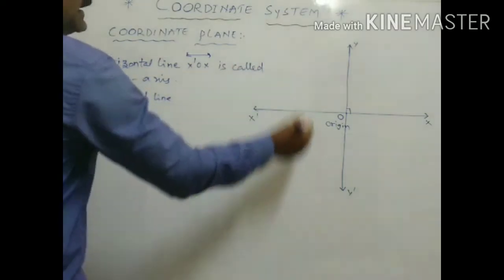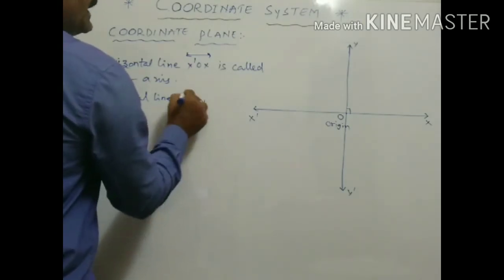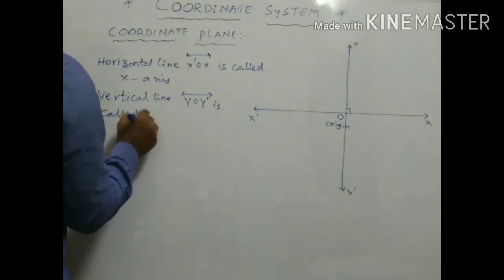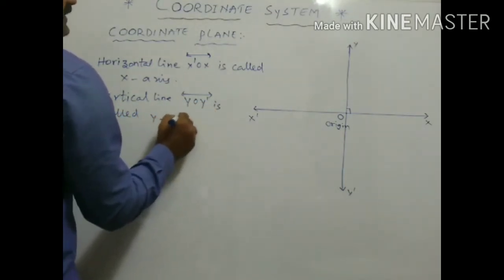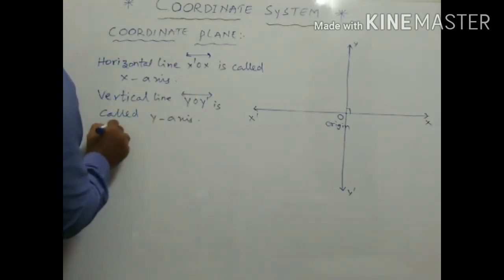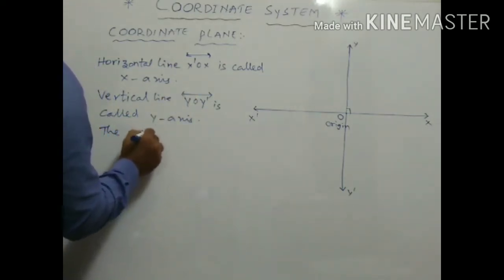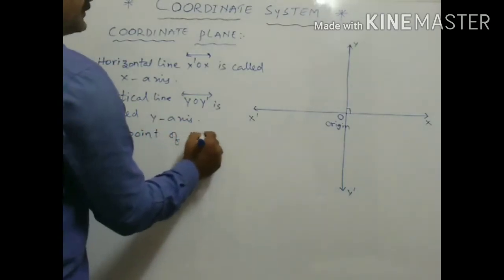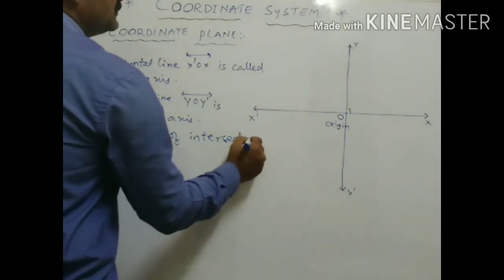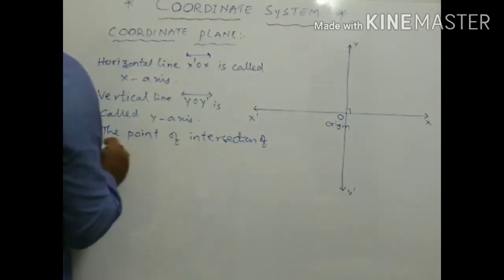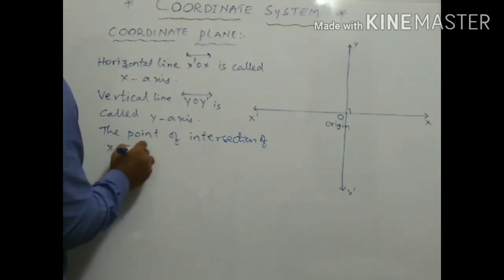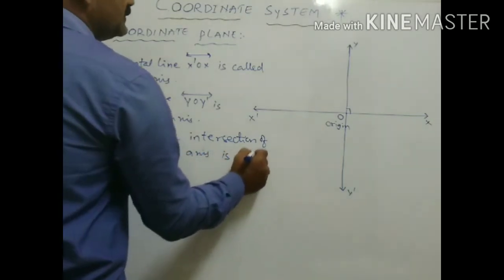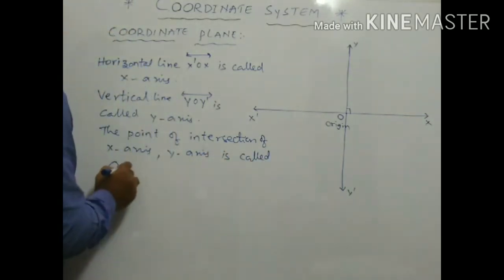Can you say what is the vertical line here? Line y dash is called y axis, and the point of intersection of x axis comma y axis is called origin.